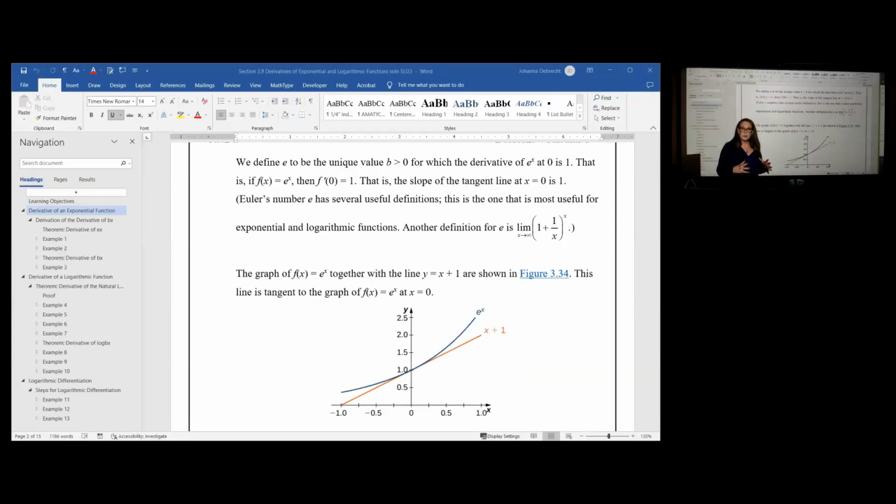e to the u is probably our favorite function to take the derivative of because it is e to the u times the derivative of u with respect to x. This is only true for e to the x. If the base is not e, say it's 5, like 5 to the x, the derivative isn't quite 5 to the x. It has something else attached, and we'll learn why in just a moment.